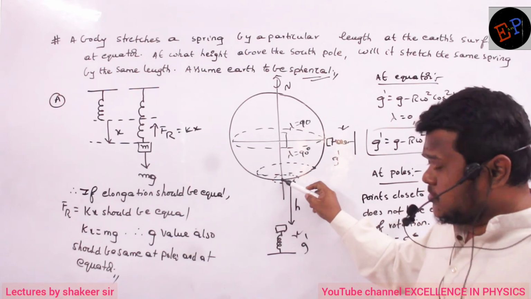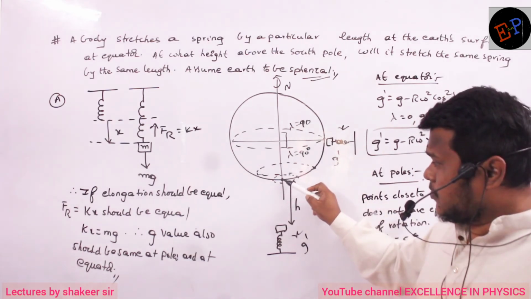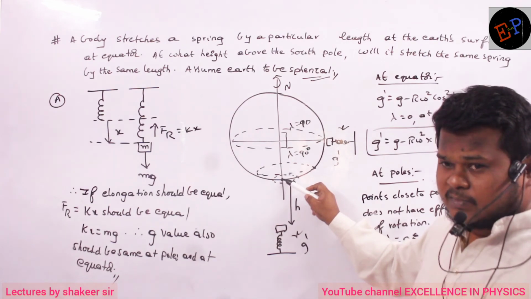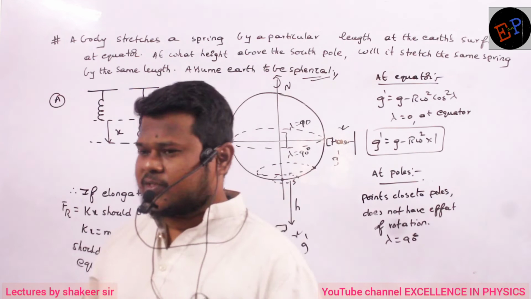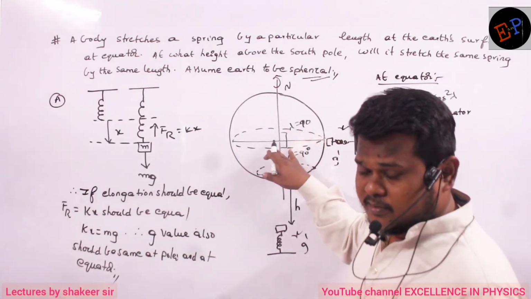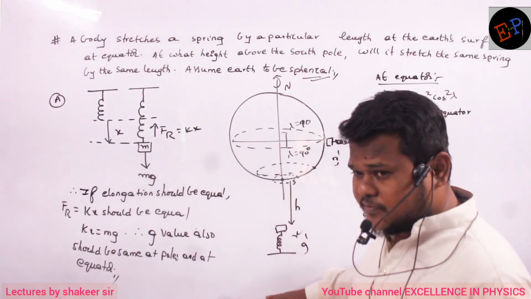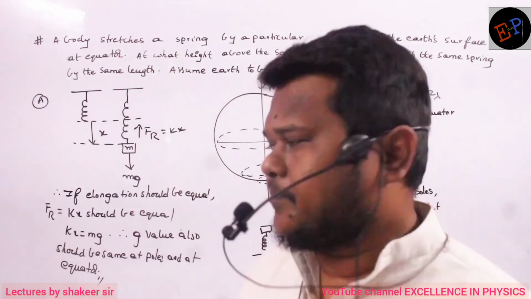And here also the g value should reduce, because the same g value should be there, no? And here how can I reduce the g value? At the south pole, how can I reduce the g value? Very simple. Either you have to go inside the earth, or you have to go away from the surface of the earth. There are two conditions, no? Are you able to understand?